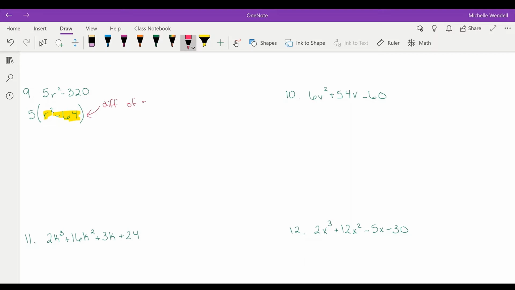I'm going to use what I know about difference of squares to continue simplifying this problem. So I bring down the 5, r squared minus 64, again, difference of squares, I know that's going to be r minus 8 and r plus 8.